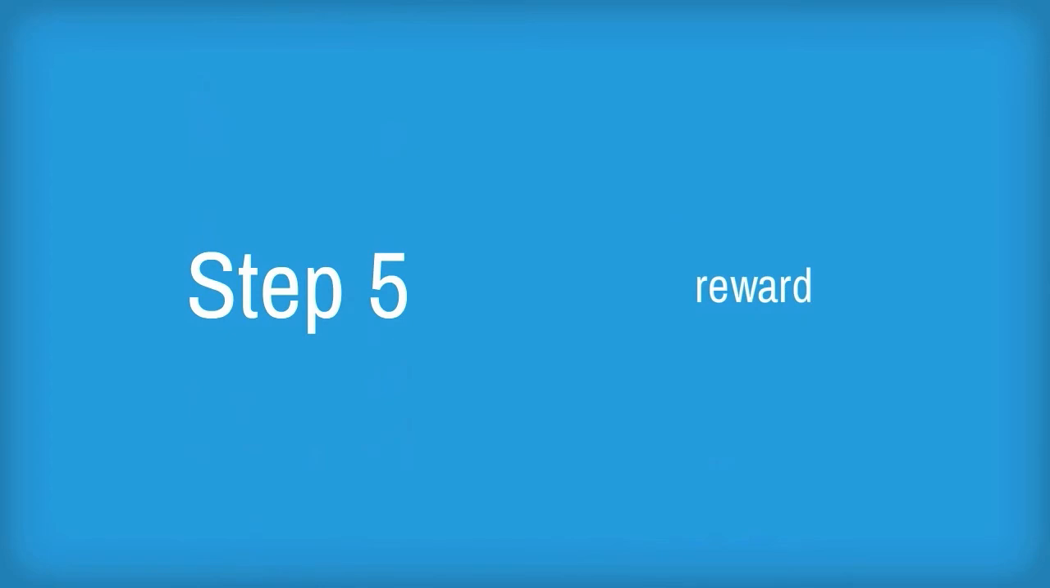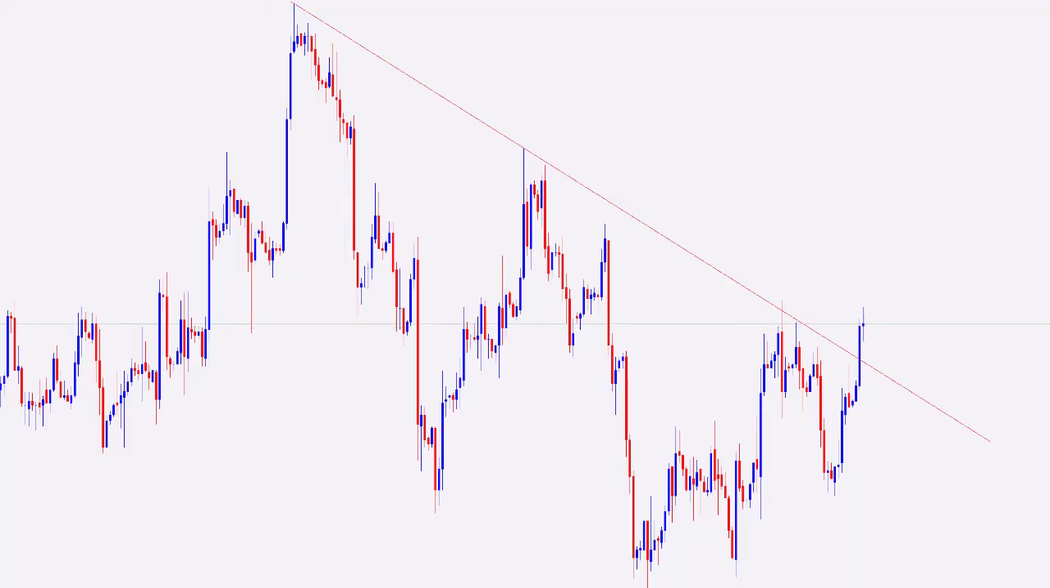Step 5. Reward. We all know that there are two sides to every trade. Risk, which we've just looked at, and reward. We want to make sure that the size of our stop fits in with our overall trading style. My own preference in trading is to target reward that is multiples of my risk. You might be different, but that's what works for me.